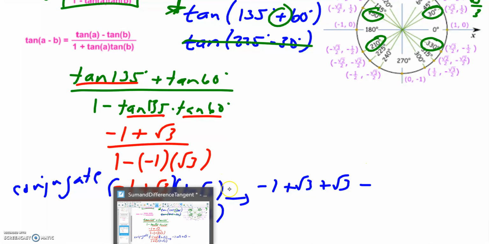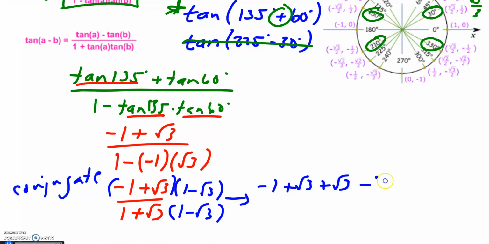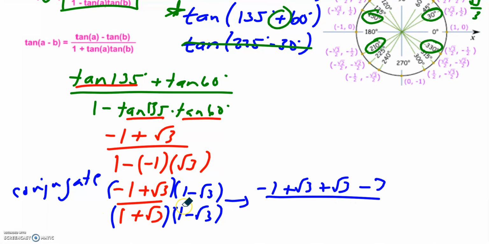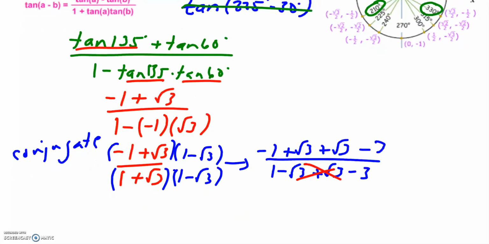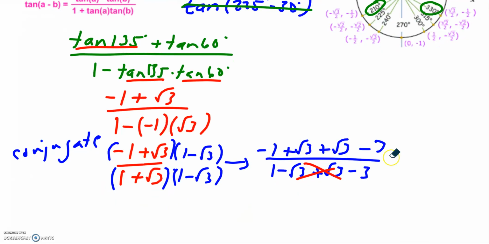minus root 3 times root 3, which is really 3, over, so let's FOIL again: 1 times 1 is 1, 1 times root 3 is negative root 3, root 3 times 1 is positive root 3, root 3 times negative root 3 is -3. Now, if you multiply by the conjugate, it's always going to be the case that these two middle terms cross out in the denominator. That's what you want. That's what the conjugate does.